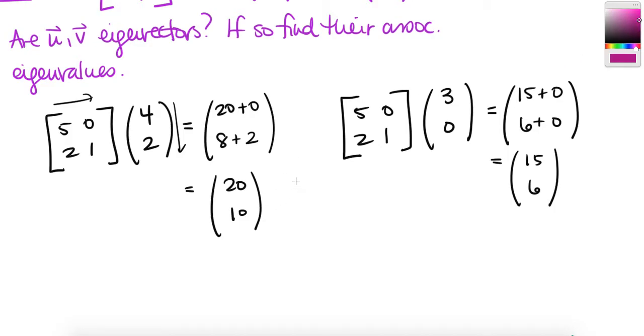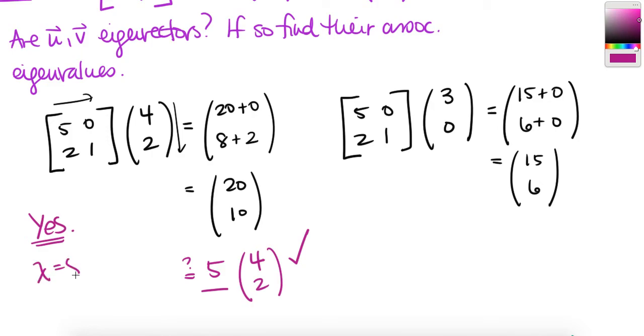And now we want to think about, are these eigenvectors? So can I take this one and write it as a scalar times the original vector that we started with, 4, 2? All right, and we just need to think about, okay, how would I get from 4 to 20? Well, I would multiply that by 5. And then does that work for the other one? Well, 5 times 2, that does give me 10. So the answer for this one is a yes, and the corresponding eigenvalue is 5.